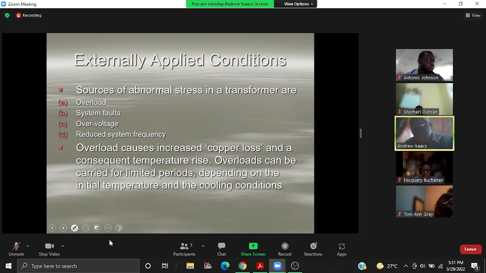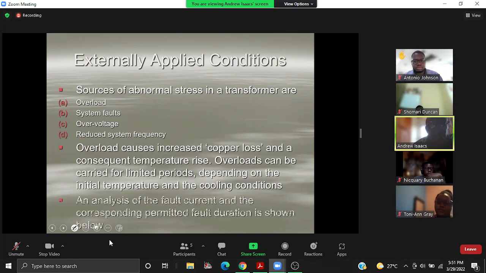As I said, in terms of the overload, yes, you increase the copper loss. But at the same time, we are saying, even with this ill effect on the transformer, you can have an overload for a limited period of time. All right, do we have this? Okay.